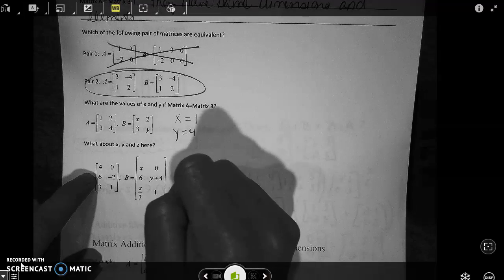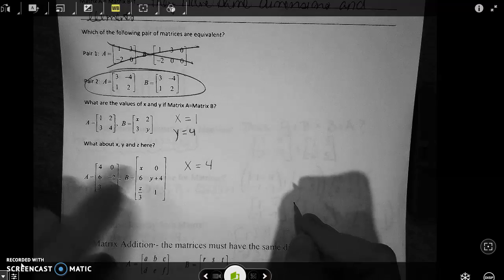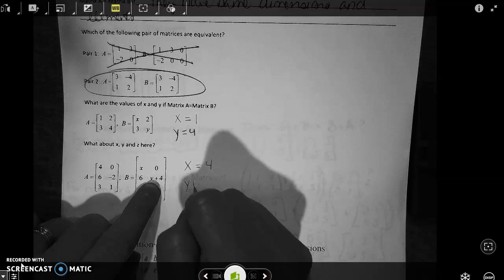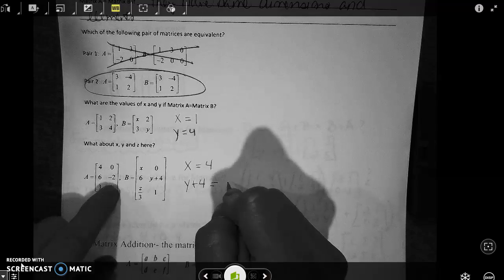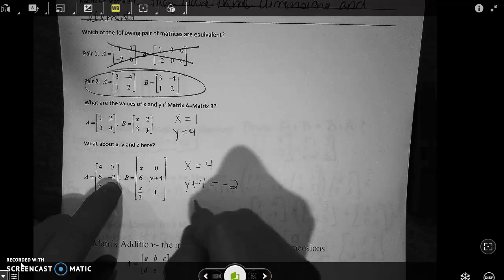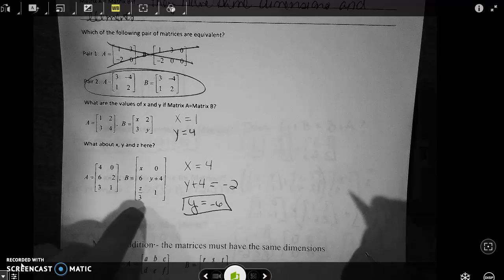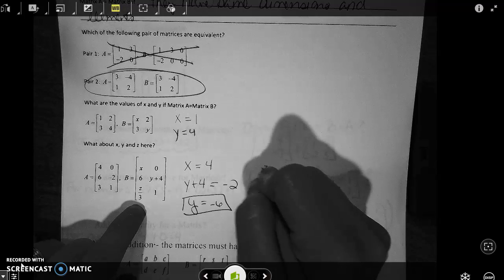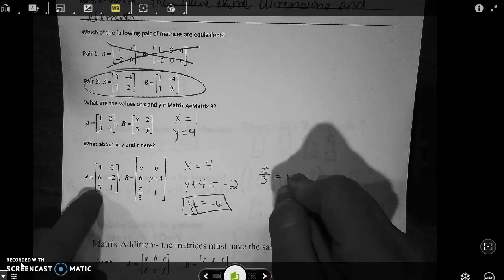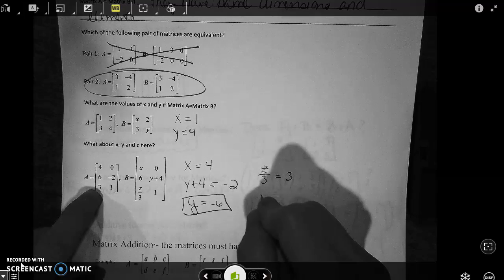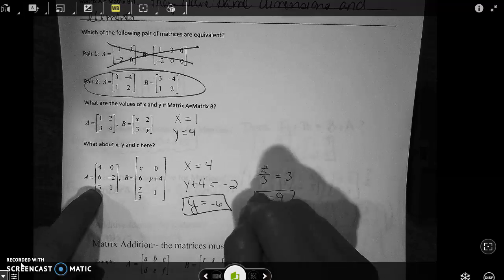Again, let's look at it here. x has a value of 4. We know that the expression y plus 4 will be equal to negative 2, and so we can solve that and find that y is negative 6. And we see the expression z over 3 is in the same location as 3, so those have to be equivalent, therefore z is 9.